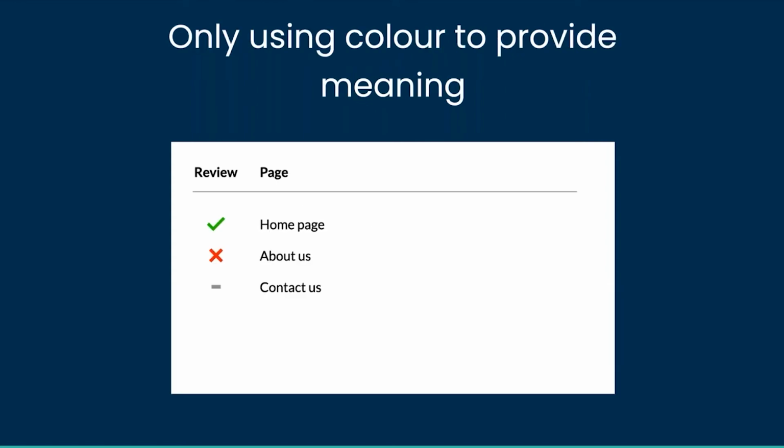So what should you do? Well, you've just got to use something else. So in this example, I've changed from dots to icons. So it's still got color, but it's differentiated with more than just color now. So if we remove the color from this, you can still see that the home page has got a tick next to it that's passed, about has got a cross, and there's a dash for contact us. That's most likely not been looked at yet.